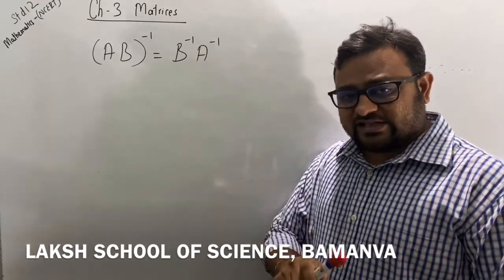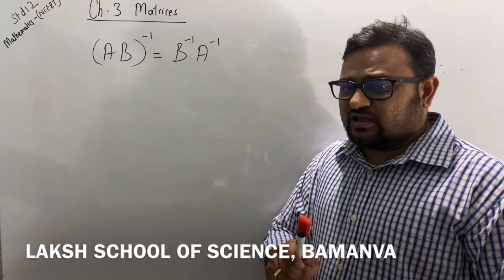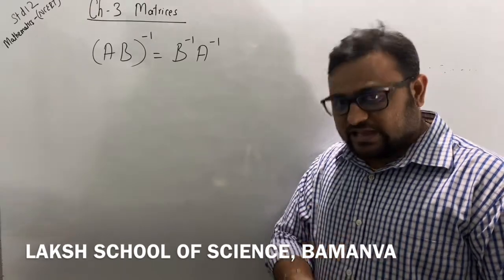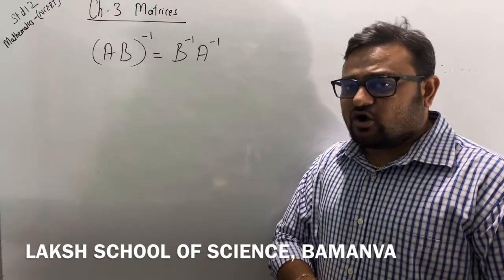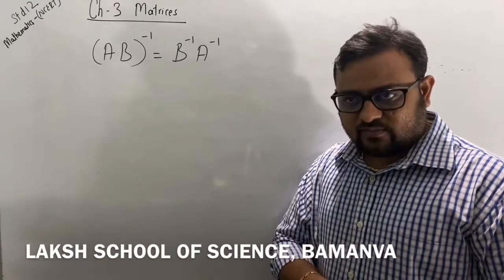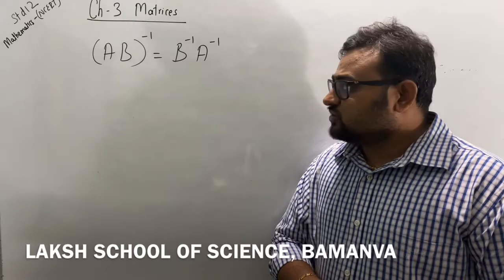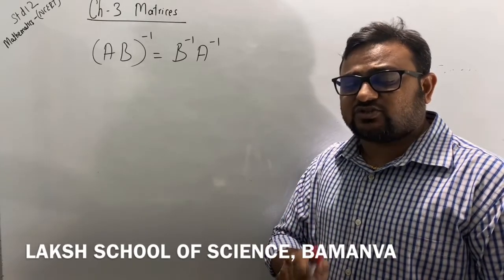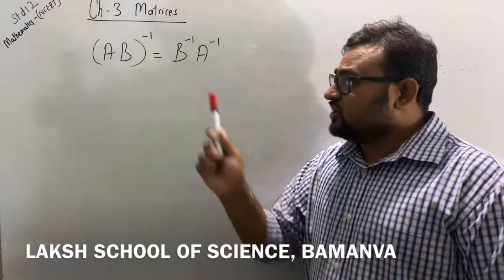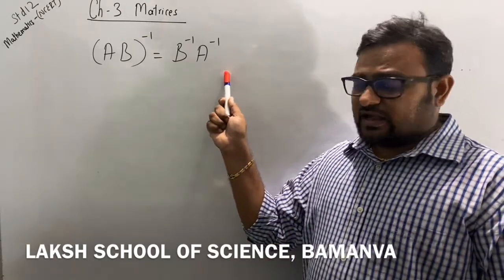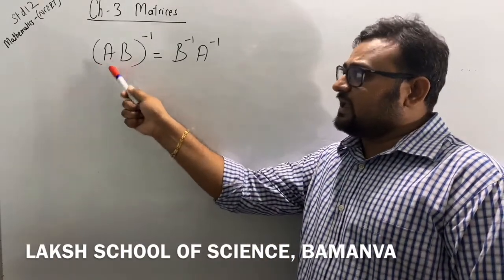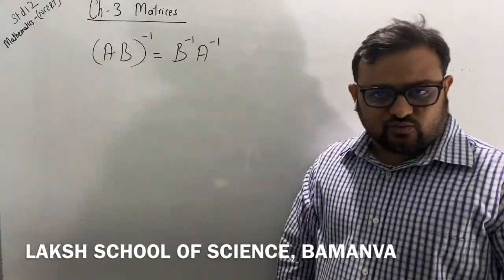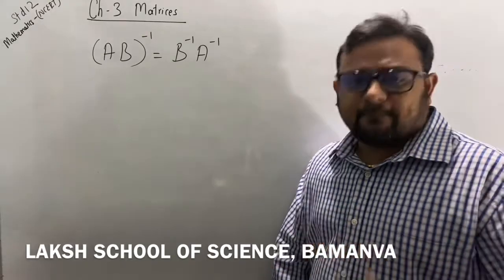You know, in matrix, AB is not always equal to BA. Sometimes it may, but not every time. It depends on the values. So most of the time you will observe in questions that AB is not equal to BA in matrix. So it's B inverse A inverse. First multiply A and B and then inverse, and then B inverse into A inverse. Okay, so now let's prove it.